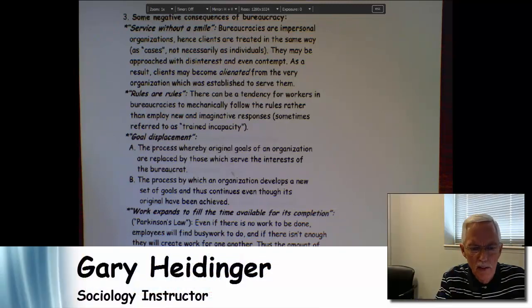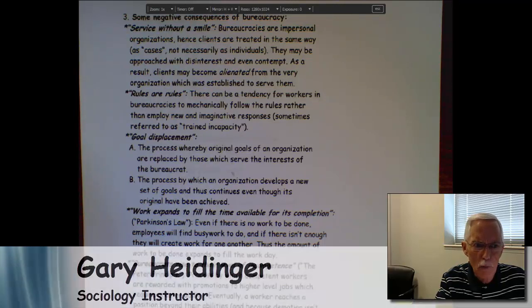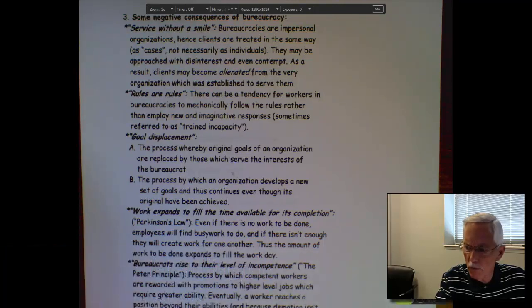Hi folks, in this lesson we're going to apply the sociological perspective to an analysis of bureaucracy. You can focus on some information found on pages 5 and 6 in your third study guide, and likewise there is valuable information in chapter 5 in the text.